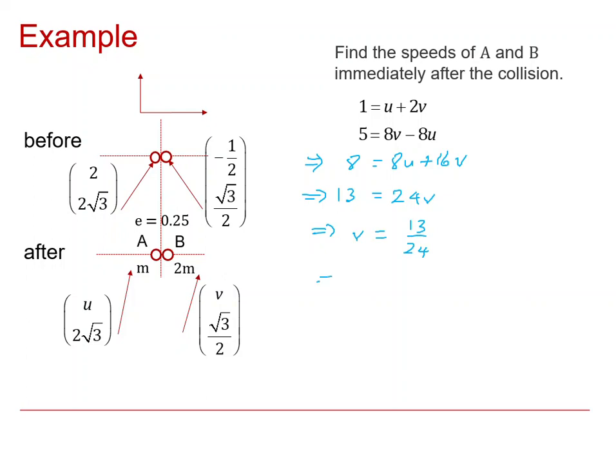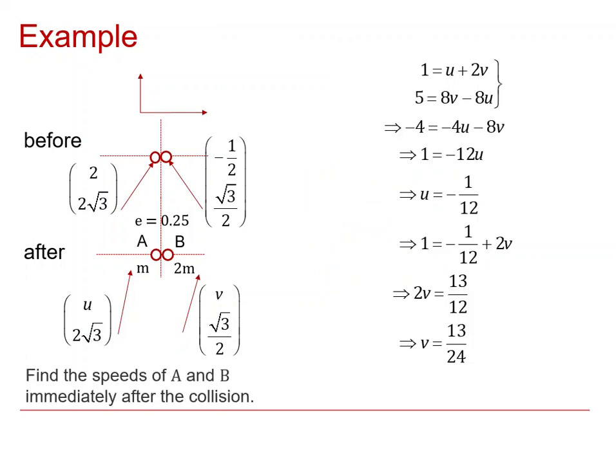So if we use the first equation, the one beginning with a 1, we get 1 is equal to u plus 13 over 12, which makes it easy to see that u is going to be minus a 12th. Right, now the only two unknowns on the diagrams on the left are the u and the v, which I've just found. So we can look at the lower diagram, the after diagram, now knowing what u and v are. So let's do that on the next page.